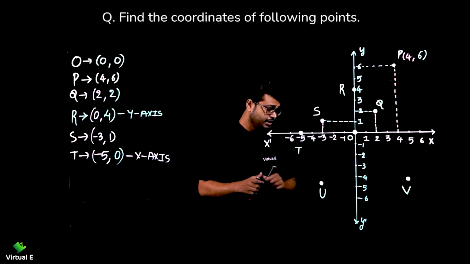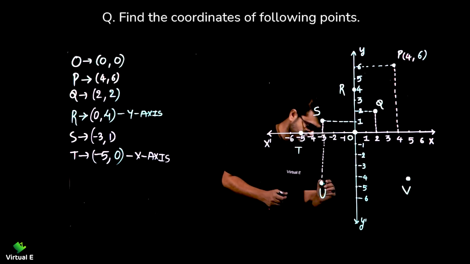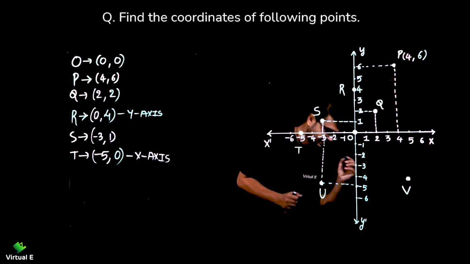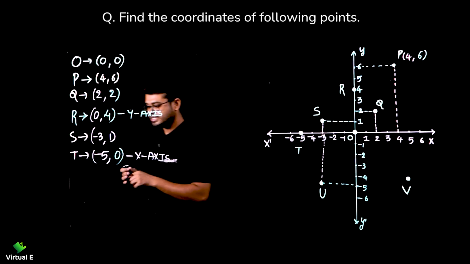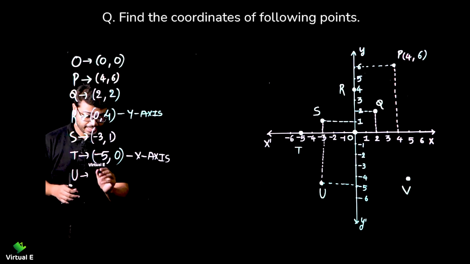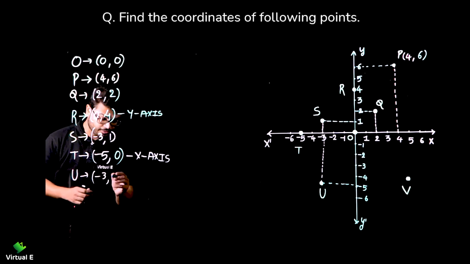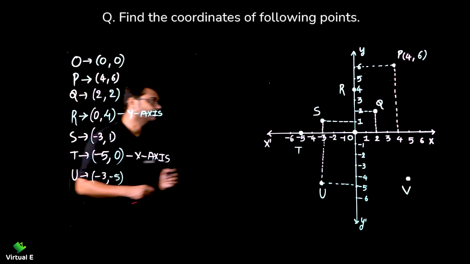Now let's move to U. For U, I think that will be -3, right? Okay, again -3, and here it is -5. So we are talking about U. The x coordinate is what? -3, and the y coordinate is -5, right?